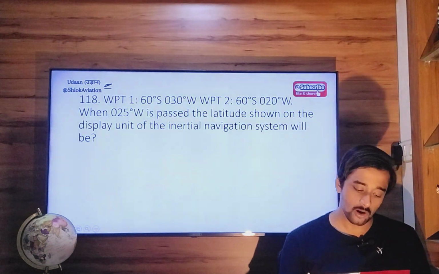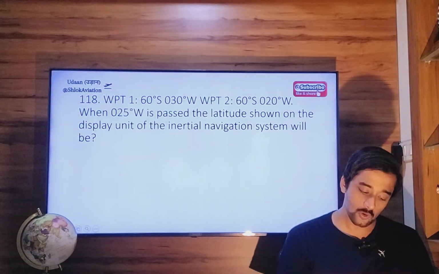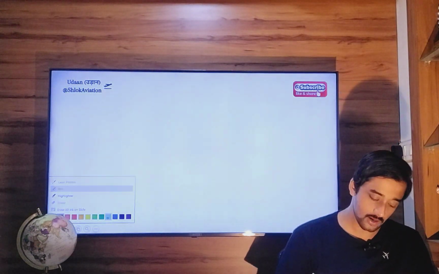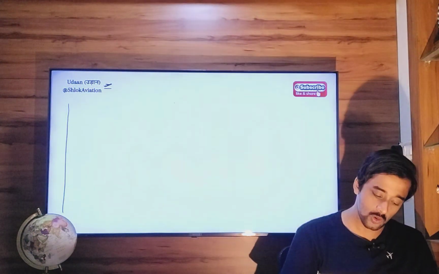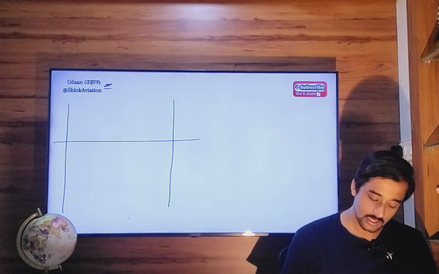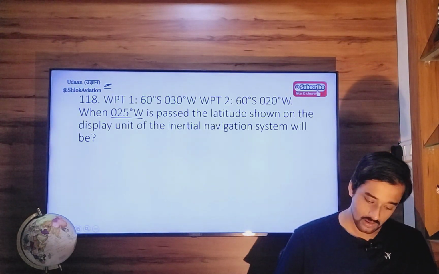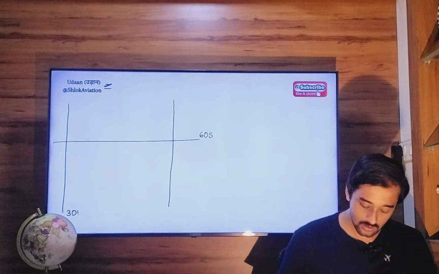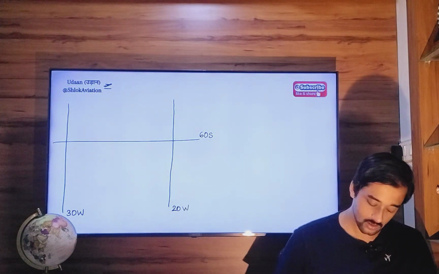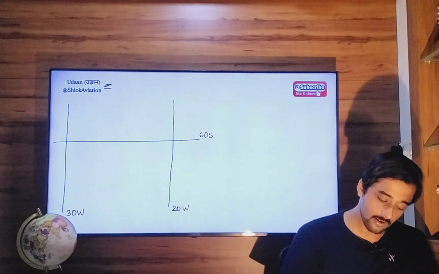Next, you are traveling from one waypoint to another. What is the latitude at the 025 degree west meridian? Okay, so we have done these questions many times, similar questions. Draw two meridians. Both are located at the same latitude, 60 south, 30 west, 20 west. The other latitude, longitude is 25 degrees west.